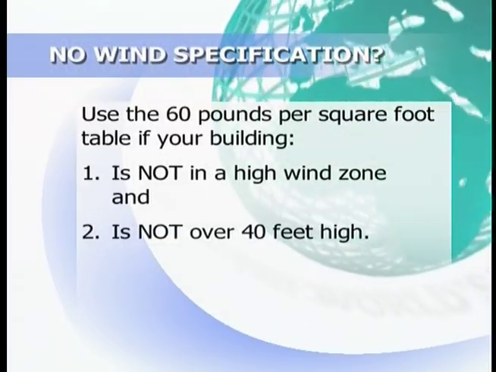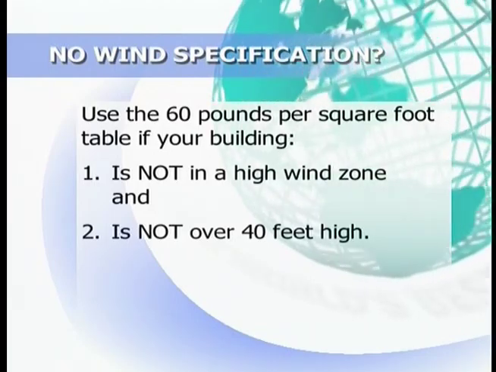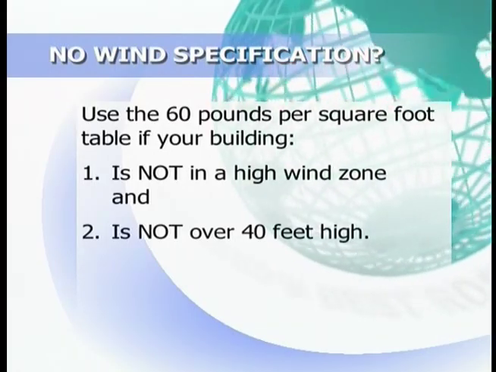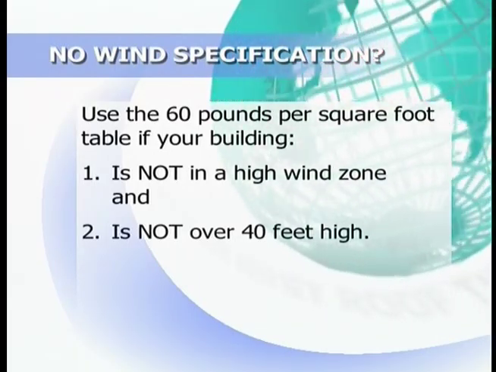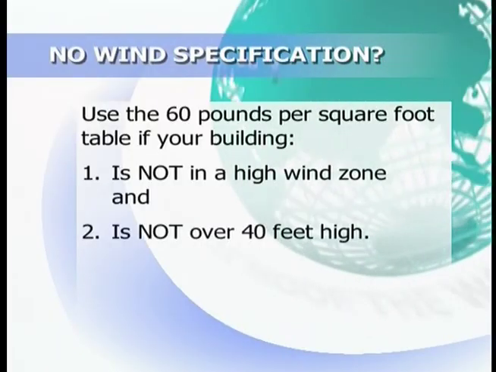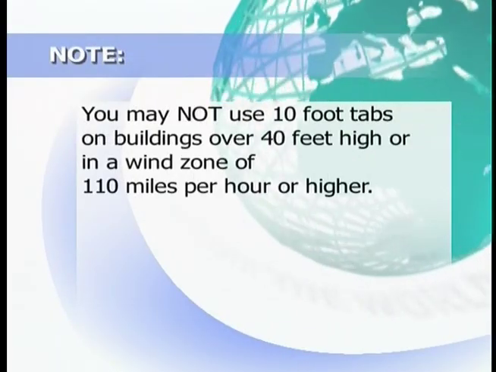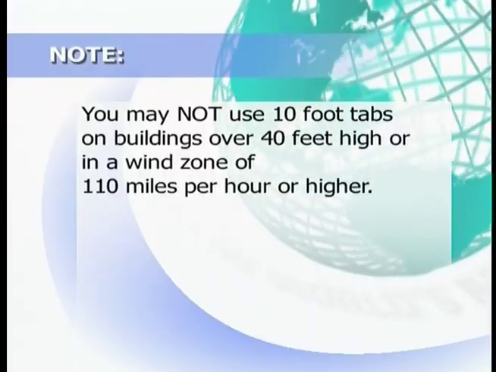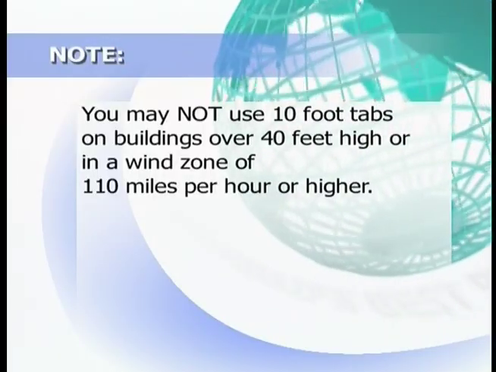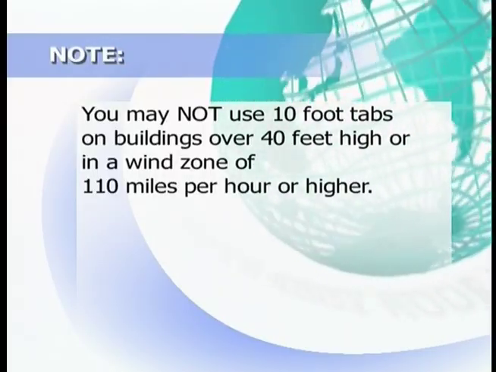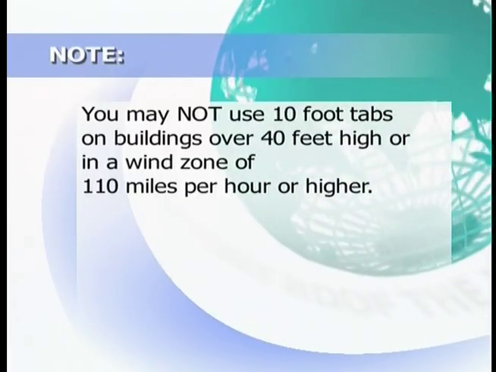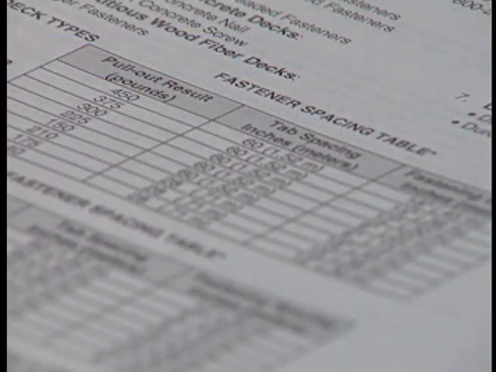If your project has no wind specification, you may use the 60-pound per square foot table if the building is not in a high wind zone and is not over 40 feet high. Note that you may not use 10-foot tabs on buildings over 40 feet high or in a wind zone of 110 miles per hour or greater. Next, in the pull-out result column, find the proper range to correspond to your pull test results.